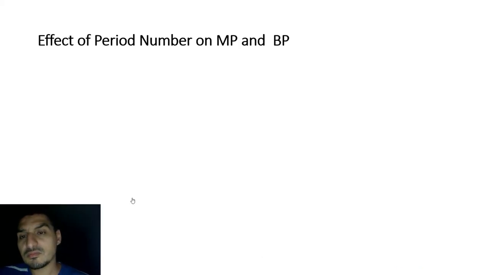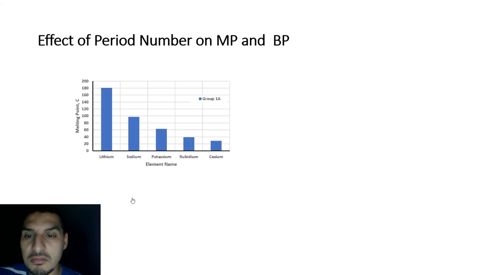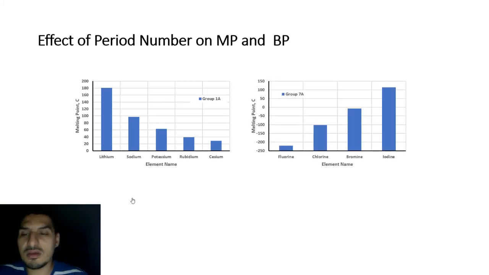And now let's see how the melting and boiling points change with the change of the number of periods. I mean the number of periods in the same group. What we see here is two plots for the melting point of elements in group 1A and in group 7A. You'd see here that lithium has the highest melting point. Sodium is less, potassium is less, rubidium and cesium are less.